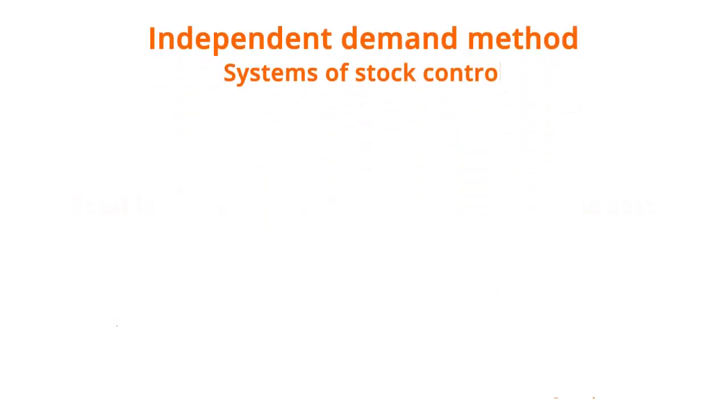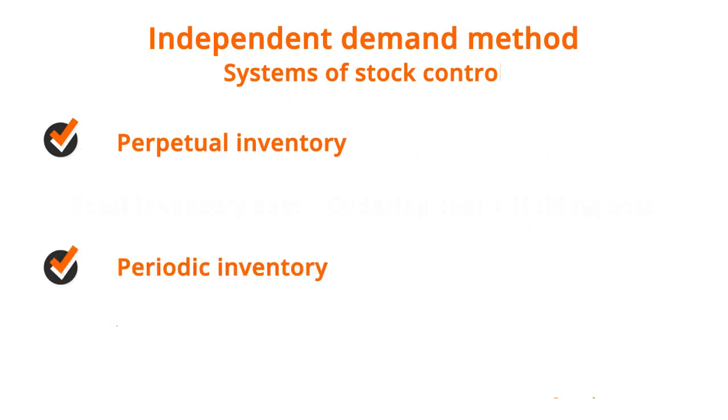So now let's take a look at the independent demand method. There are two typical systems of stock control: the perpetual inventory and the periodic inventory. What is the perpetual inventory? In this inventory system, the stock is checked regularly, and when the stock reaches a certain level, a new order is placed. That certain level is called the reorder level.